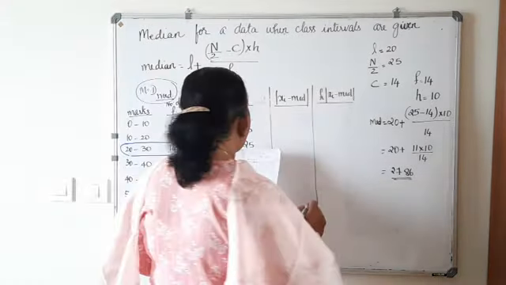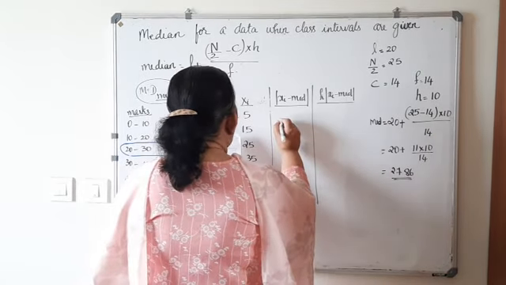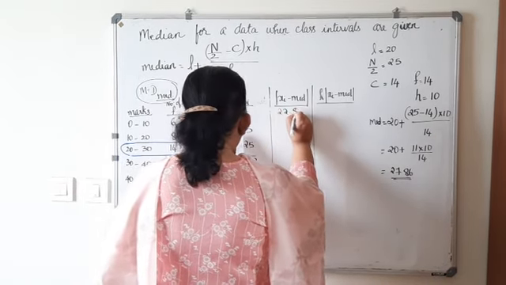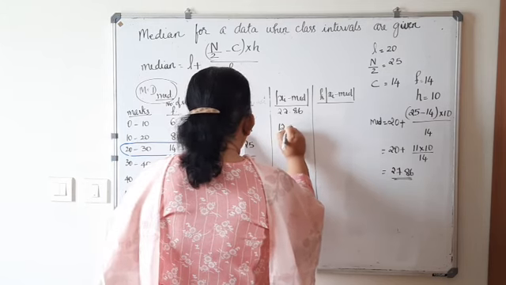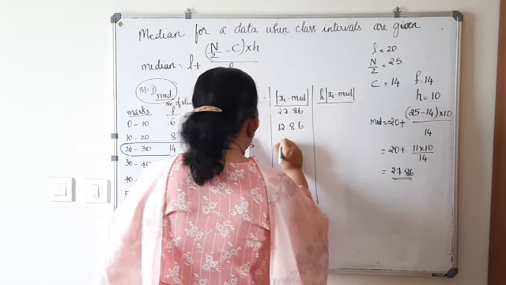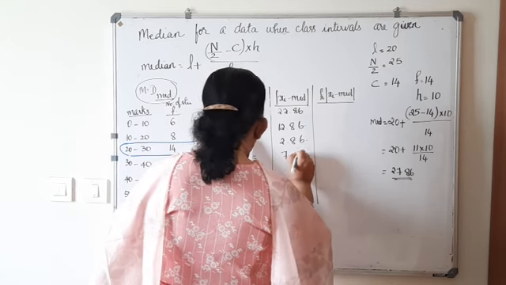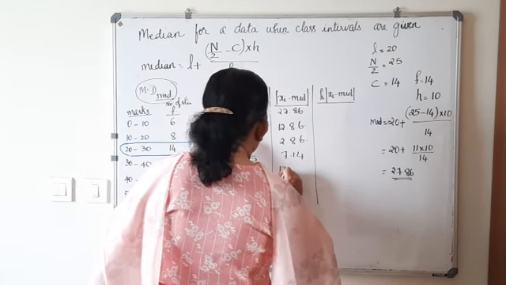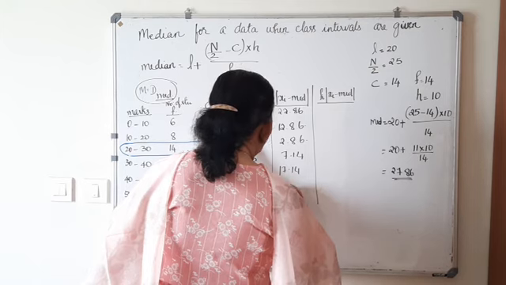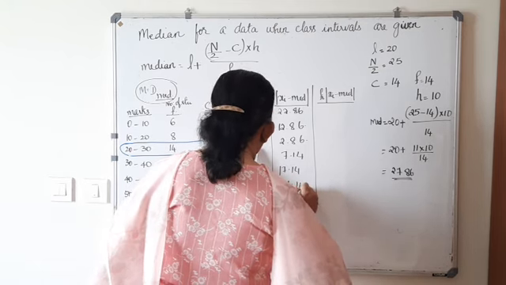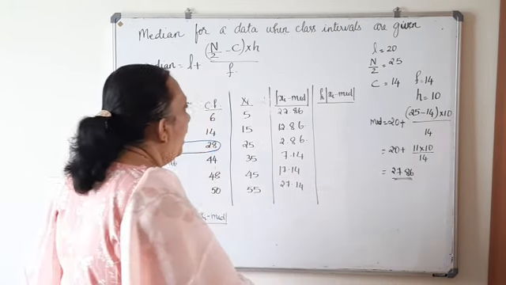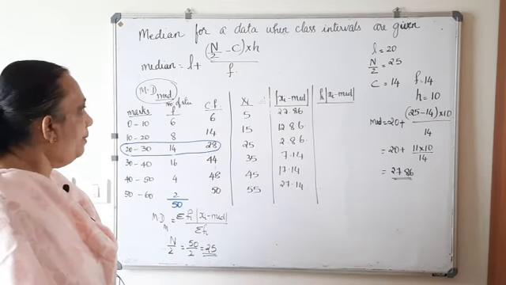So, modulus of xi minus median will be 22.86, 12.86, 2.86, 7.14, 17.14, 27.14.